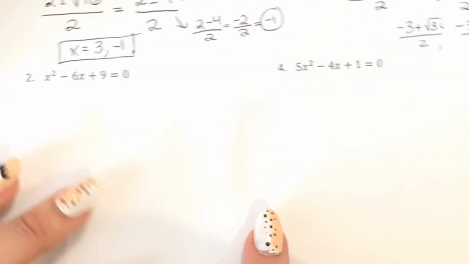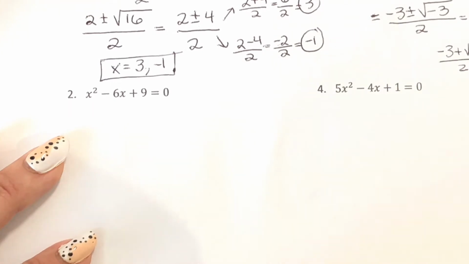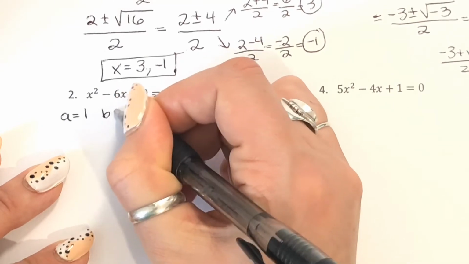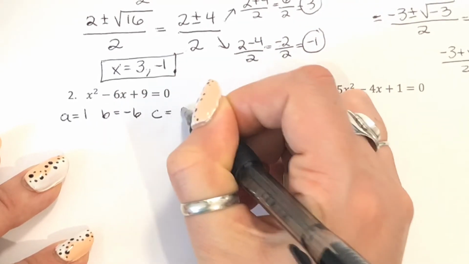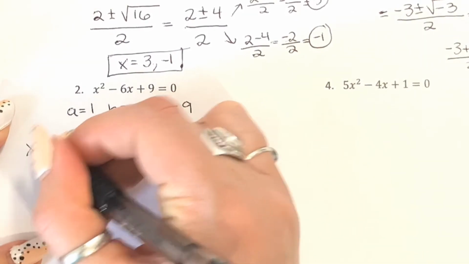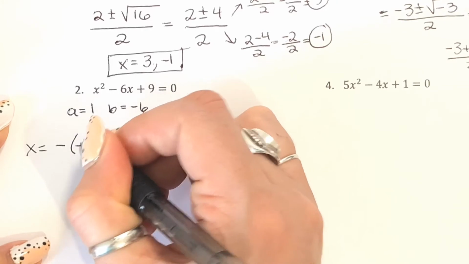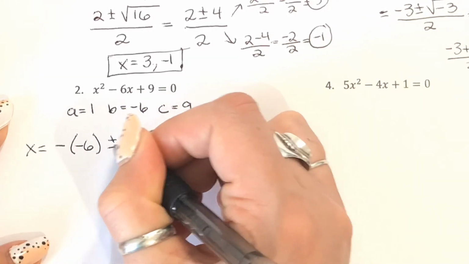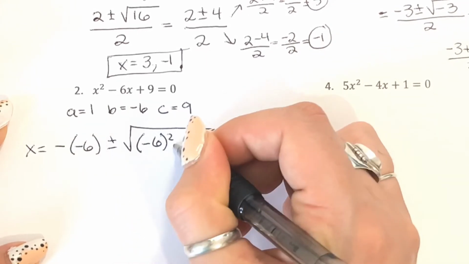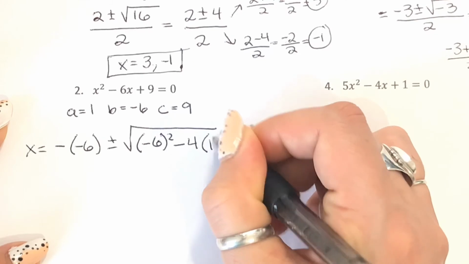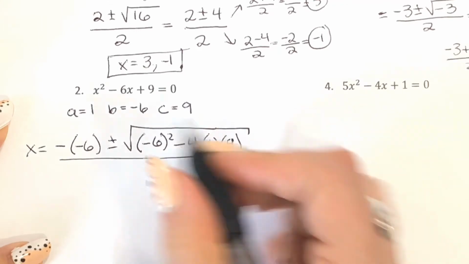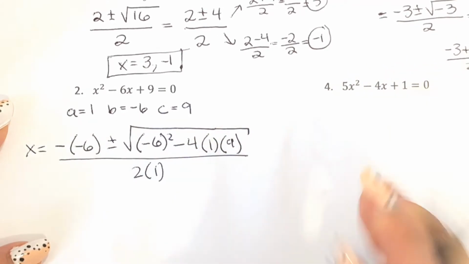Okay, and then let's try another one. So here, first find your a, b, and c. a is 1, b is -6, c is 9, and we'll plug those in. So we get x equals negative b, so -(-6), plus or minus the square root of b squared, so we get -6 squared, minus 4 times a, which is 1, times c, which is 9, all divided by 2 times a, which is 1 again.